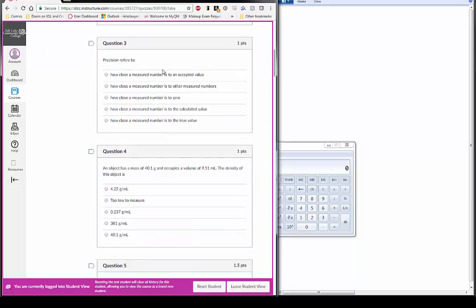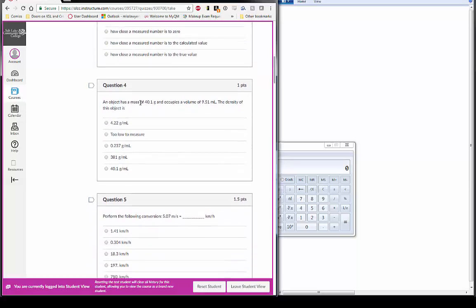Precision refers to how close a measured number is to other measured numbers. If they are very close, then you get to retain additional significant digits. Accuracy would be the right answer for this bottom one. That is how close a measured number is to the true value.